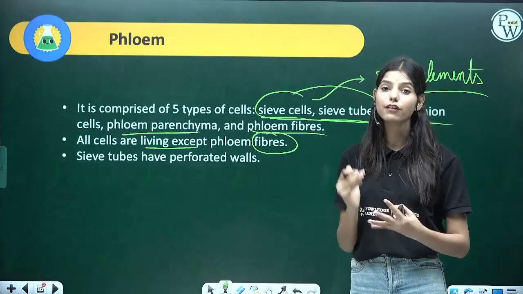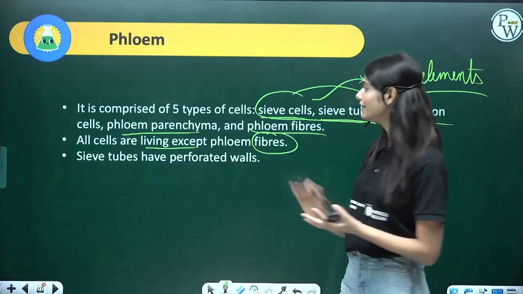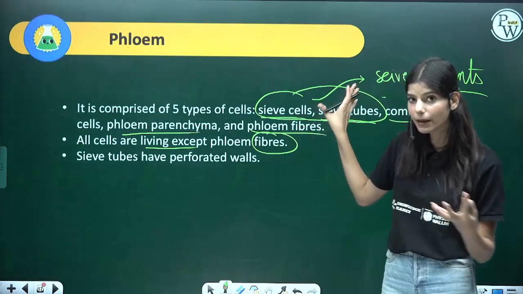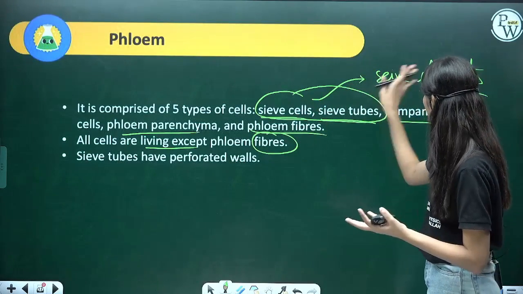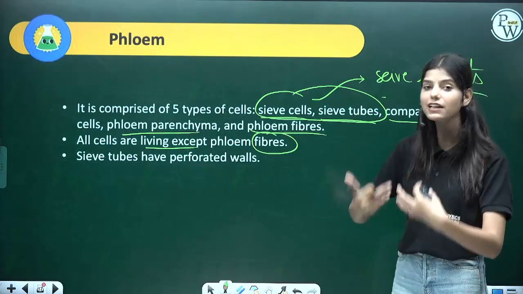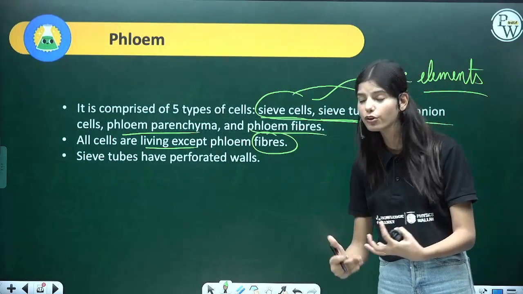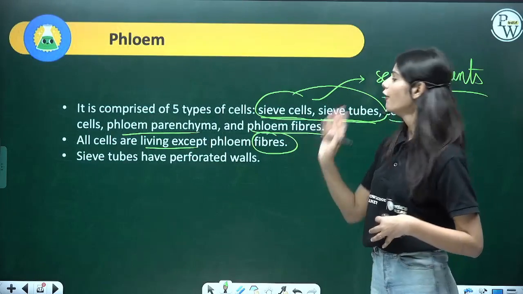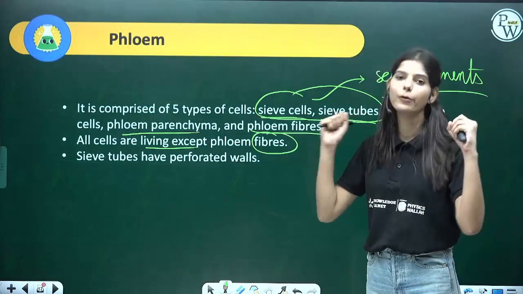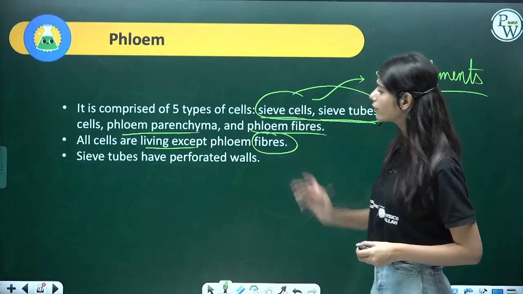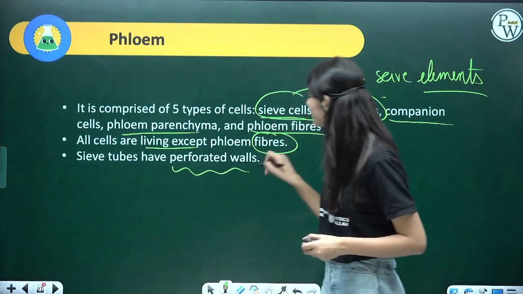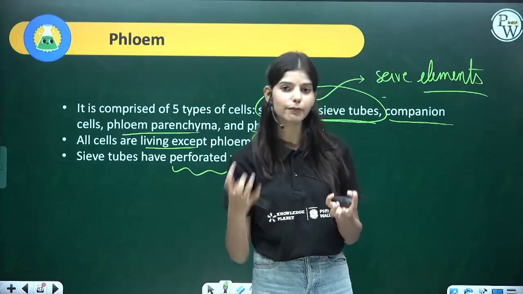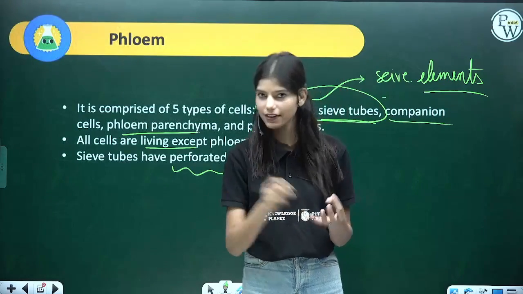It is comprised of 5 types of cells, and the sieve cells and the sieve tubes together can be called sieve elements. And sieve elements along with companion cells make the network to transport the food. Then we have the phloem parenchyma, which is there to store the food, and phloem fibers, which are there to support the phloem tissues. And also, guys, sieve tubes have perforated walls. Why exactly? So that material can come out and be transported to the nearby cells, okay?